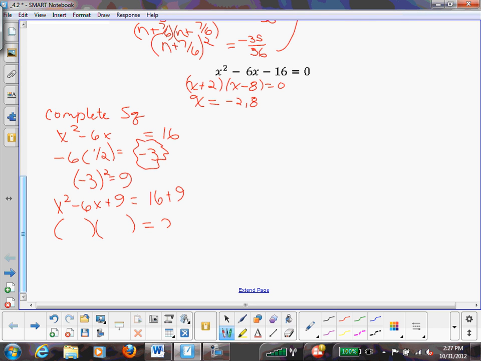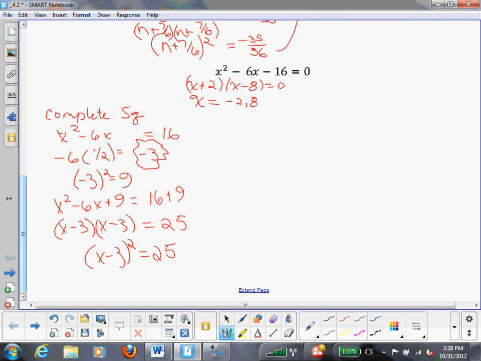This is a perfect square. We're going to write x and x, and what value do I put in here? It's the cloud value, minus 3. And so it's x minus 3 quantity squared is equal to 25. What do I do now?